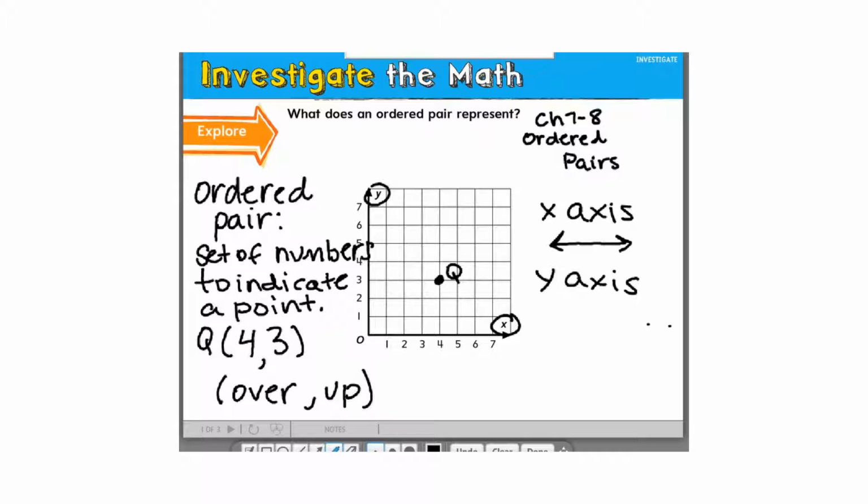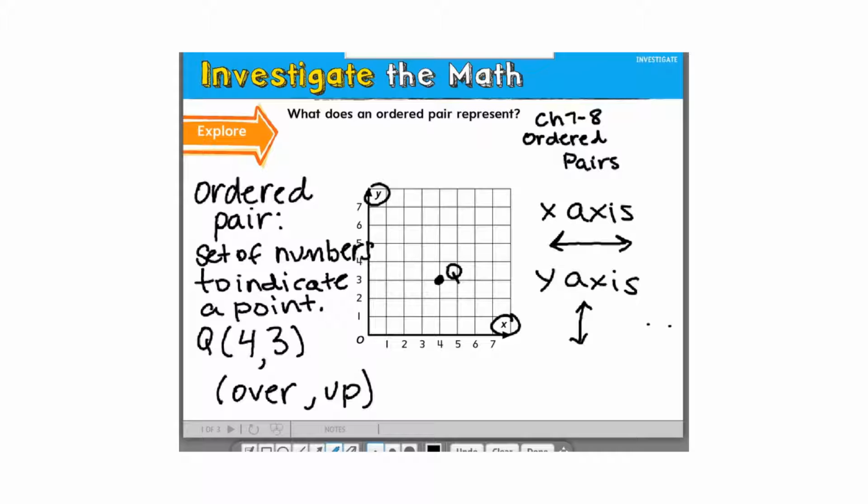The x-axis is horizontal, goes this way. The y-axis is vertical, and it goes this way. Okay? So look at my chart here. The x-axis is the one that goes this way, and the y-axis is the one that goes this way.